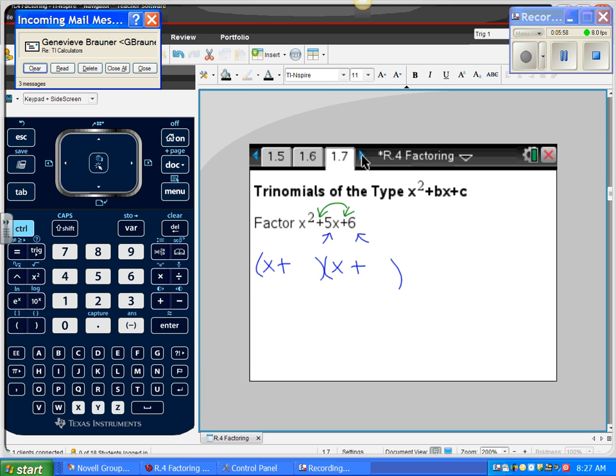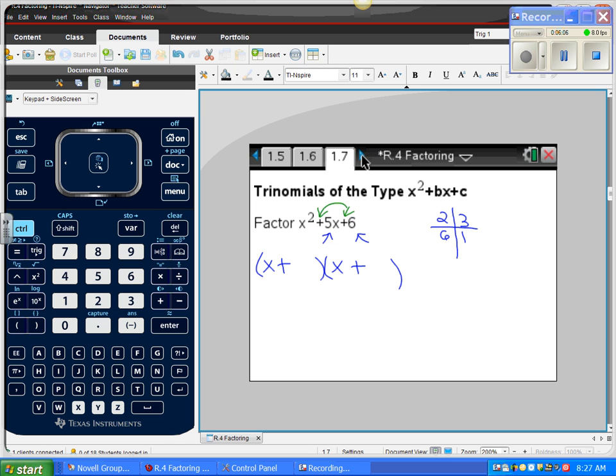Okay, so two numbers that multiply to be 6 and add to be 5. Well, here are our options. 2 and 3, 6 and 1. Which one of those adds to be 5? That's our 2 and 3. Okay? Quantity x plus 2 times the quantity x plus 3. Next page.